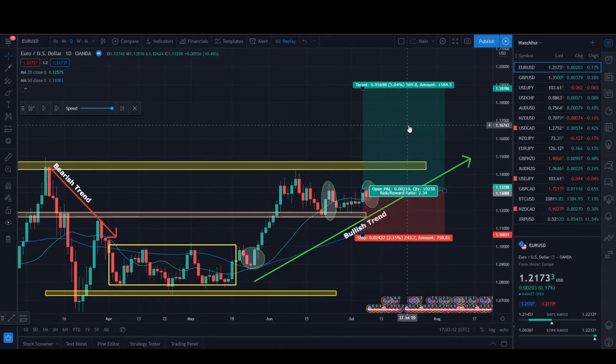Now in regards to placing the stop loss and profit level, we need to place our stop loss just below the 50 EMA, simply because we never know how this market will decide to play, or even if it decides to do the false breakout. So lastly, let's just talk about the exit strategy.